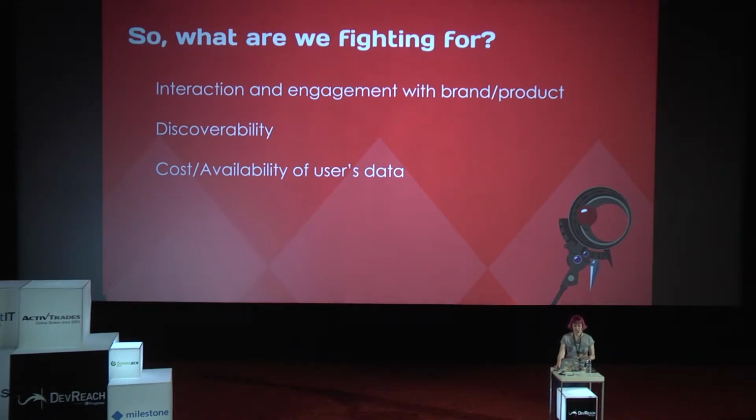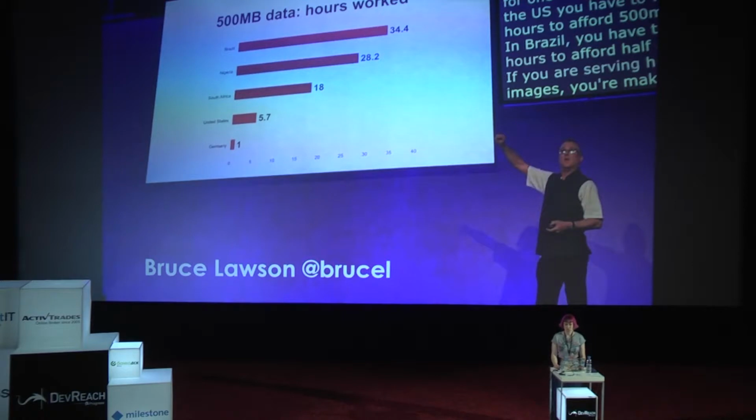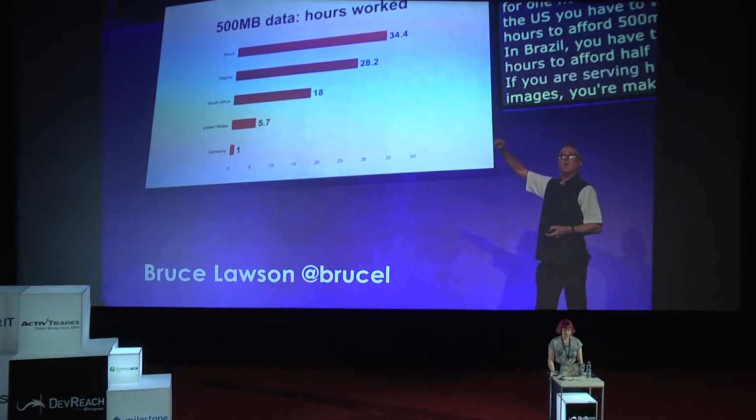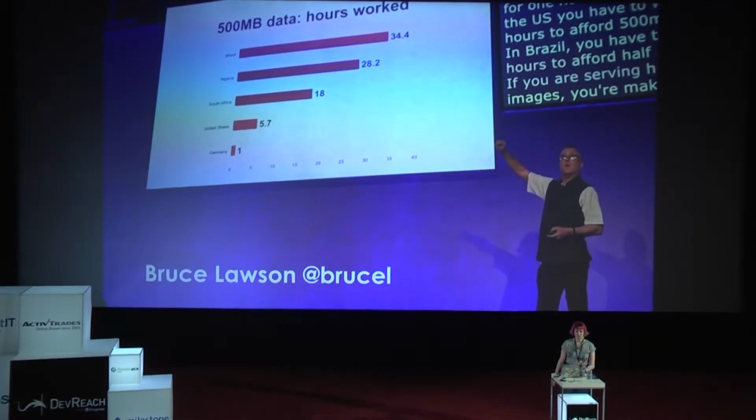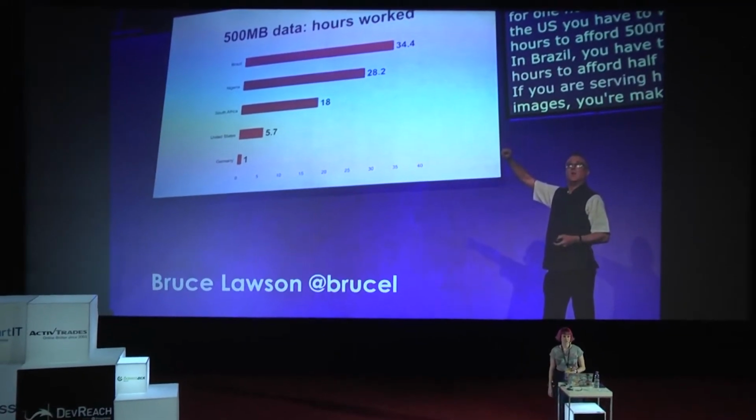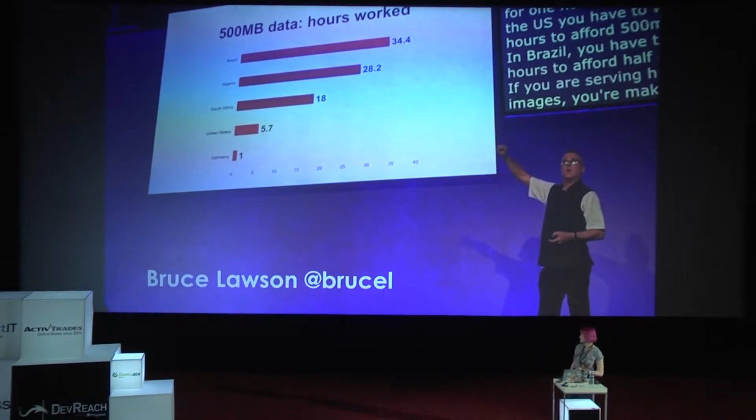Now, I'd like to show you this slide, which was from a talk by Bruce Lawson, who is at Bruce L on Twitter. I don't know how well you can see that data, but it shows how many hours people from different countries need to work in order to afford 500 meg of data. So down at the bottom there, we've got Germany with 1 hour. Then we've got the US at 5.7. South Africa, it takes 18 hours of work to afford 500 meg. And in Nigeria, it's 28.2 hours. In Brazil, it takes 34.4 hours, which is close to a week's worth of work just to afford 500 meg of data.